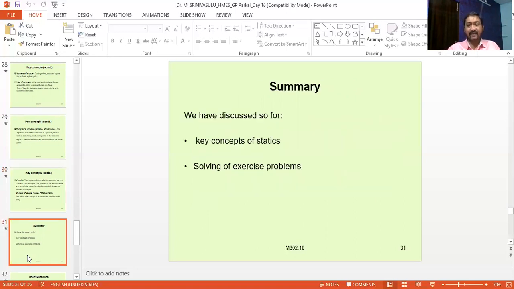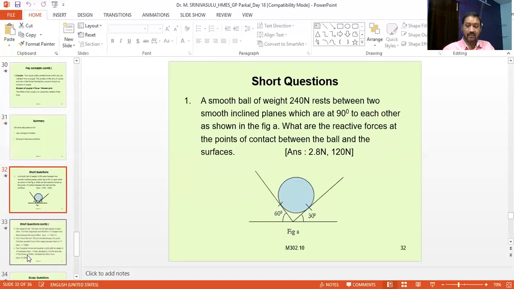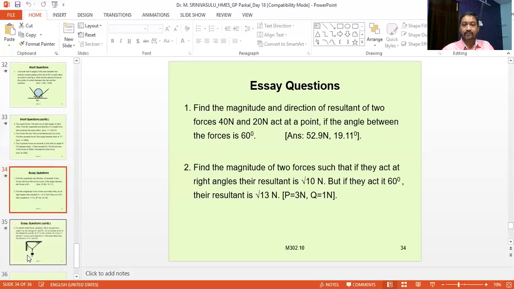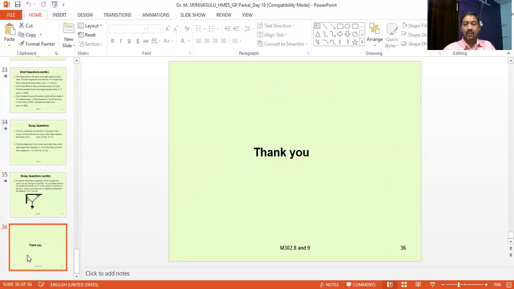So this is about the key concepts we have discussed, and we have solved some problems here also. Here are the questions for practice. Now this is the end of the topic, force systems.